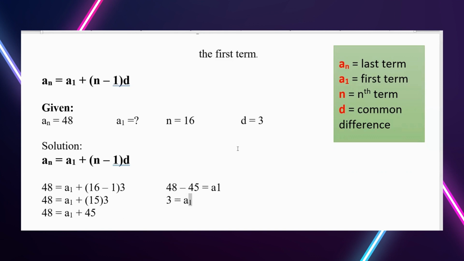Based on our computed value of a sub 1, we can conclude that the first term of the sequence is positive 3.